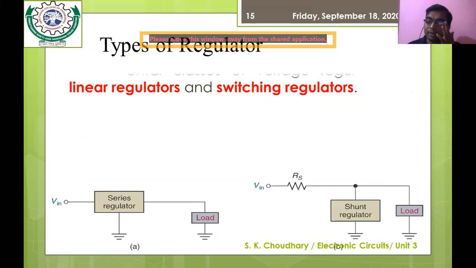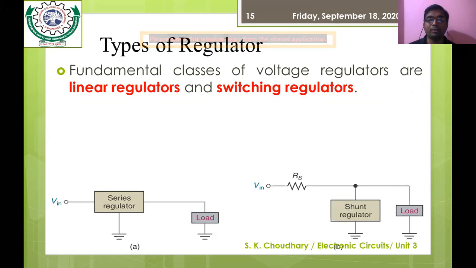Now, types of regulators. What are the different types of regulators? If you classify broadly the types of voltage regulators, there are two types: linear regulators and switching regulators. Okay, linear regulators and switching regulators.